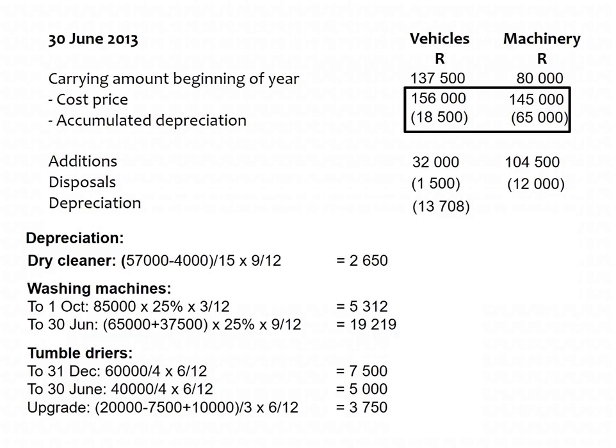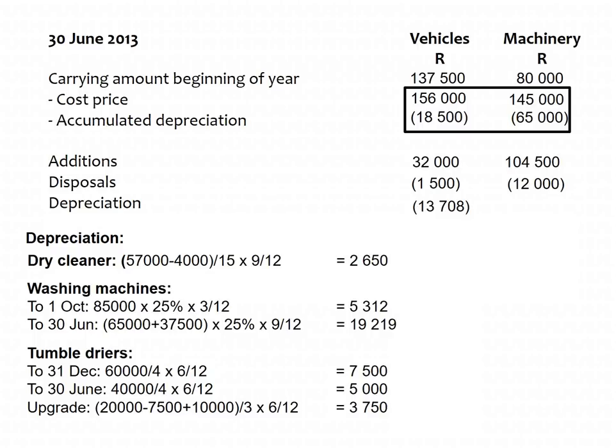Lastly, we need to calculate the depreciation for the tumble dryers. We had 60,000 rand worth of tumble dryers with an estimated useful life of 4 years up until the 31st of December, and so we multiply that by 6 over 12, and that gives us 7,500. We then have 40,000 rand for the estimated useful life of 4 years times 6 over 12 for the remaining 6 months.